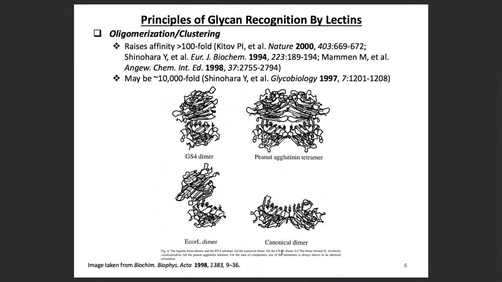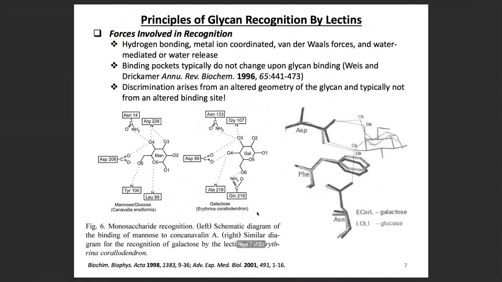Oligomerization or clustering or multimerization is extremely important. It actually raises the affinity more than 100-fold. Actually, in some cases, even 10,000-fold, right? Even 10,000-fold. The number of cases that have been discovered where you can have an affinity that enhances because of multimerization. And generally, all of these are actually multimers, okay? All right.